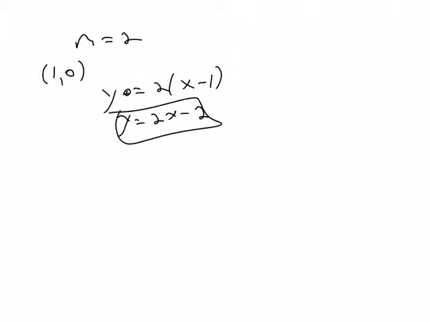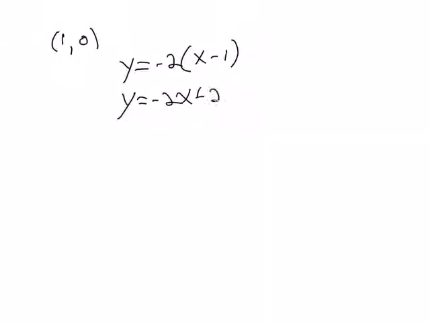Okay, now let's do part B. So we have the point 1, 0. So we're going to have y minus 0 is equal to 2 times x minus 1. In other words, y is equal to 2x minus 2, and that is going to be our line.